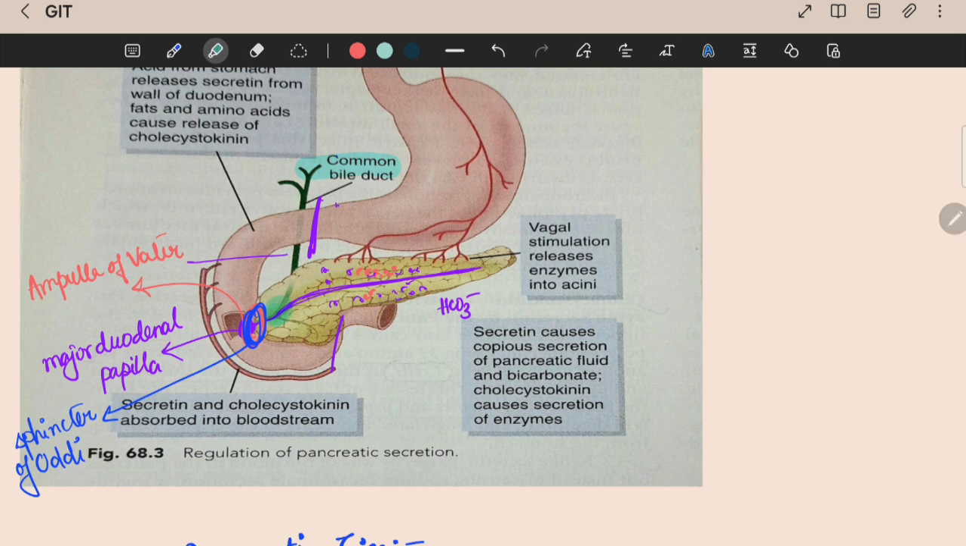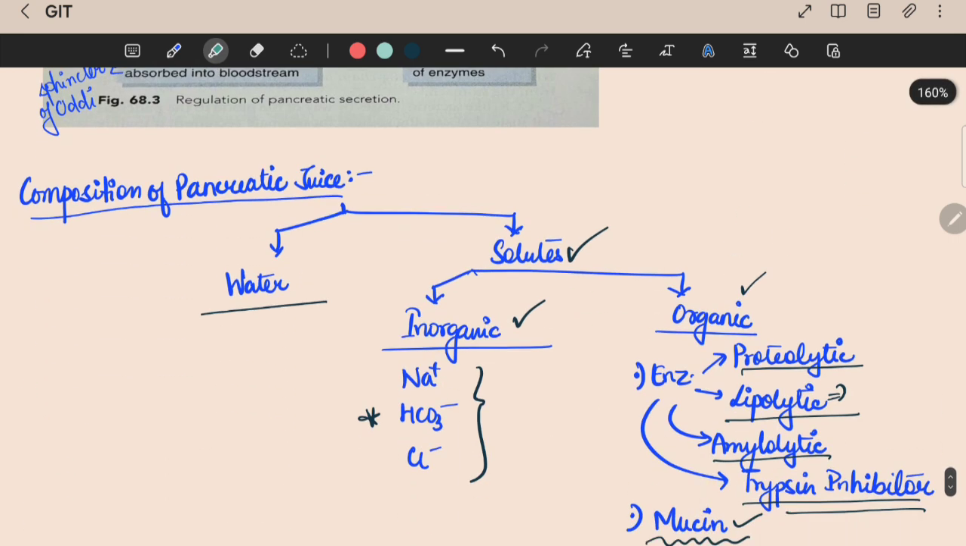Now secretin, here in the diagram, it says secretin causes copious secretion of pancreatic fluid and bicarbonate, and cholecystokinin. This we will discuss later. Now talking about the composition of the pancreatic juice, whenever we are talking about a particular secretion, maximum in the body there is water, and then there are certain solutes also. There can be inorganic solutes as well as organic solutes.